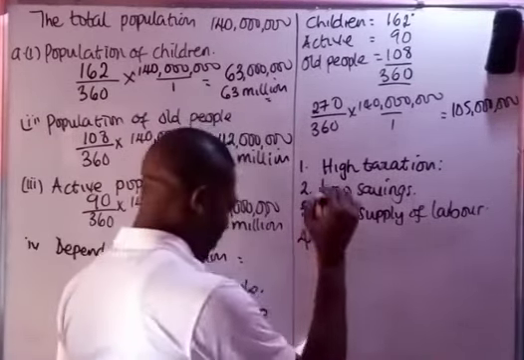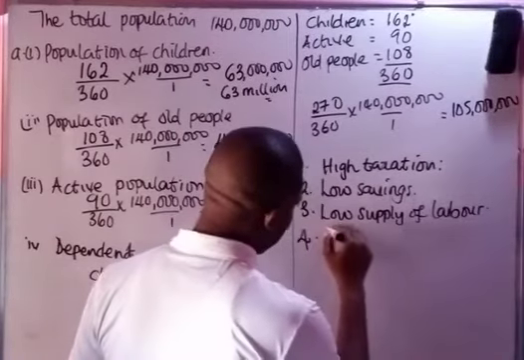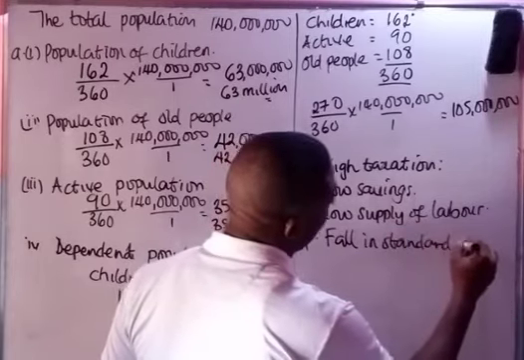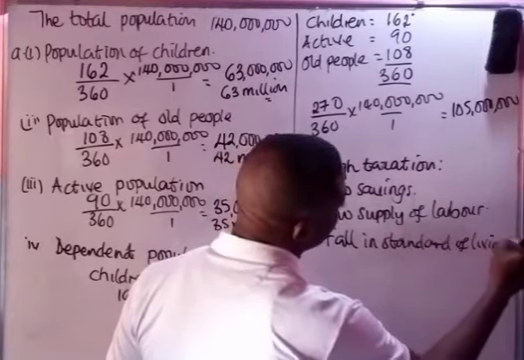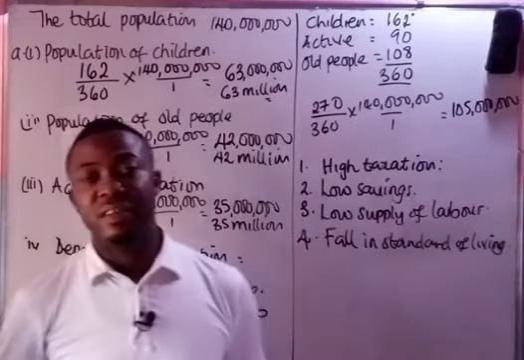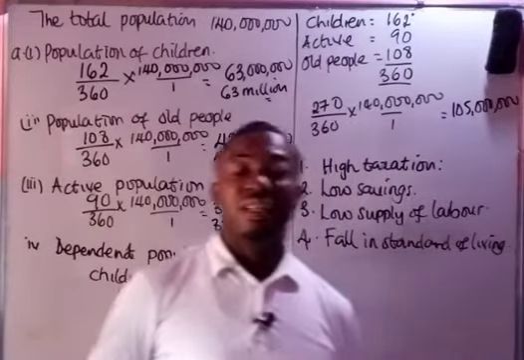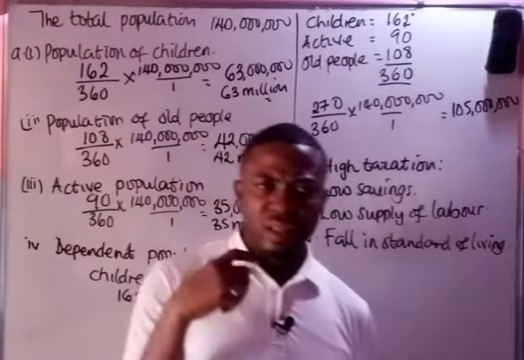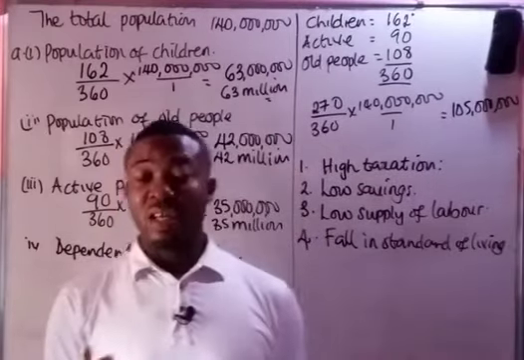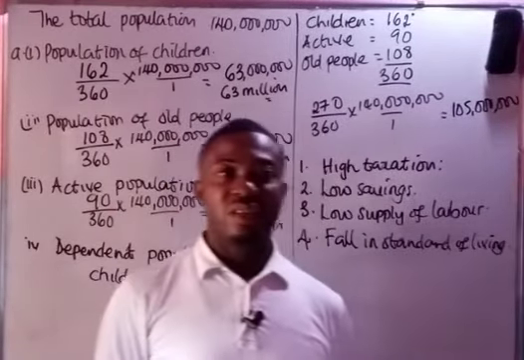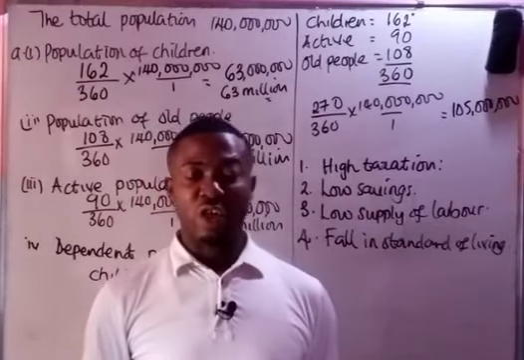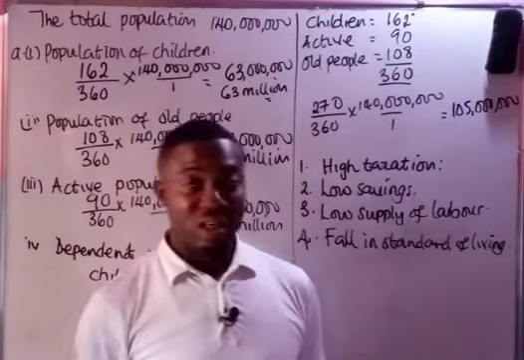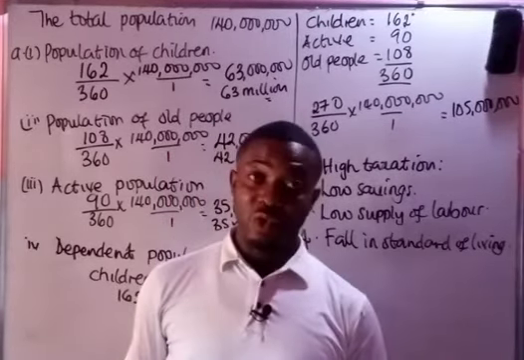And the fourth one is fall in standard of living. Now, the standard of living is a level of economic well-being attained by an individual. Now, there will be a fall in the standard of living because there is low savings. Because once you have an income and you spend more than you save, definitely it can result in low level of living, low standard of living.